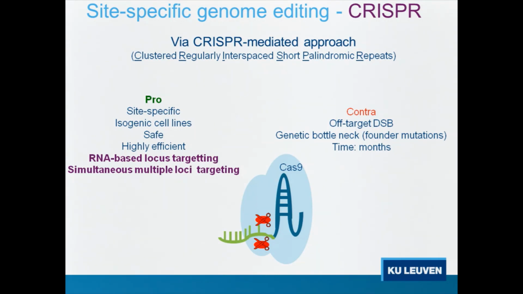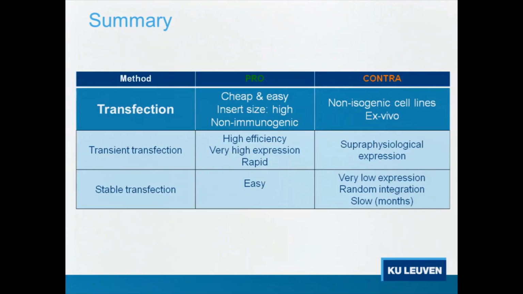On the low side, there might be some off-target double-strand breaks, so this is definitely one of the areas where this CRISPR system is being optimized as we speak. We do also have genetic bottlenecks if you have to select your cells out after you have introduced the modification, and then it will take you, again, a number of months before you have the gene in the cell.